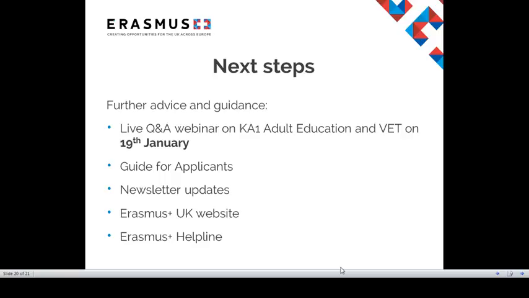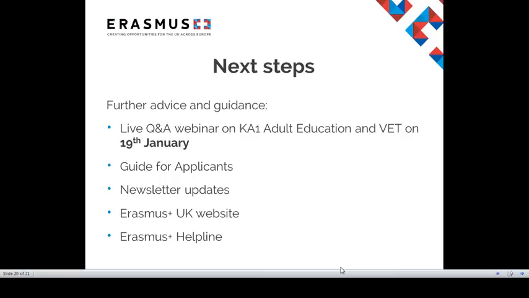So firstly, we're holding a live interactive webinar on the 19th of January to answer questions on Key Action 1 Adult Education and also VET Mobility. We'll offer key topics for discussion and participants will be able to ask relevant questions. To register, please visit our Events and Webinars webpage. Places are limited to 30 people per session and they are allocated on a first-come, first-served basis.